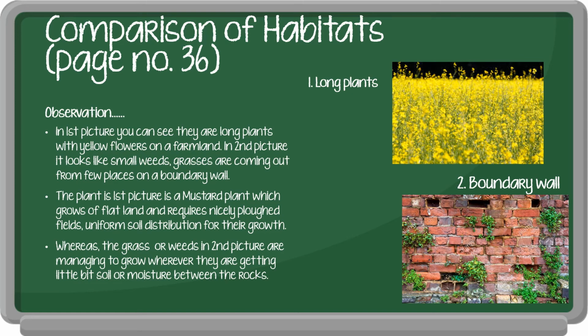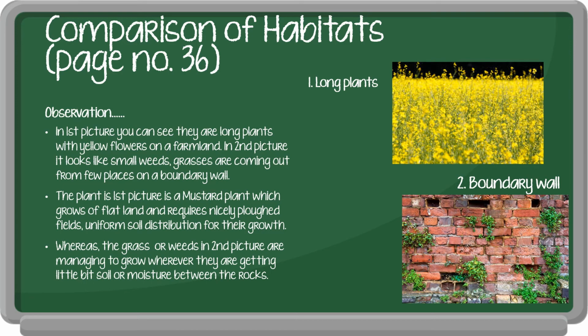So you can say all plants don't need regular water or too much soil to grow like the mustard plant. They can grow in an area wherever they are getting a little bit of soil and moisture. So each habitat is different. Each plant has its own habitat. They can grow wherever they are getting the right environment.